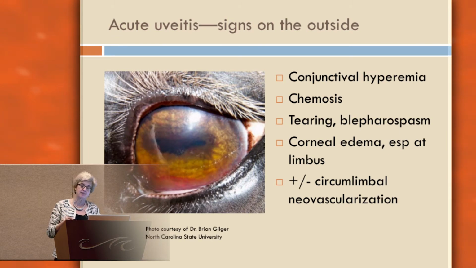The signs on the outside are conjunctival hyperemia, chemosis or cloudiness, tearing, blepharospasm, corneal edema, especially at the limbus. And usually it's very symmetrical edema at the limbus. And often it induces blood vessels to grow onto the cornea.